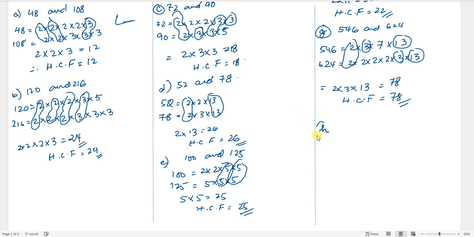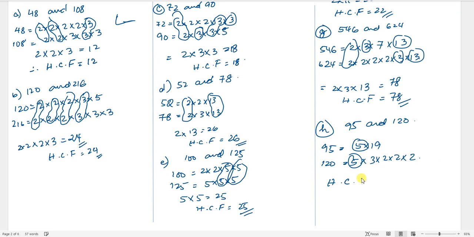To our final question H, 95 and 120. 95 is equals to 5 times 19. 120 is equals to 5 times 3 times 2 times 2 times 2. So finding the common factors, we just have 5 and nothing matches. Okay, so HCF is equals to 5. That's the end of our question 1.